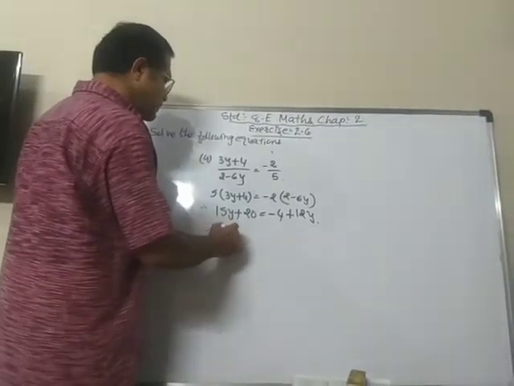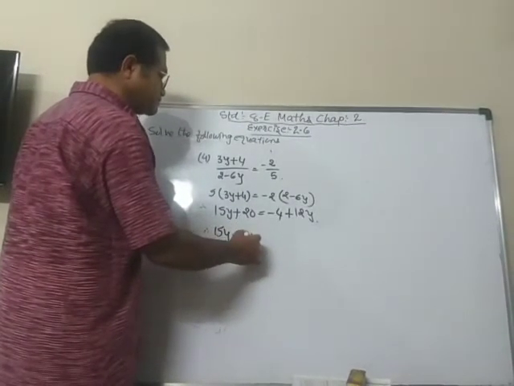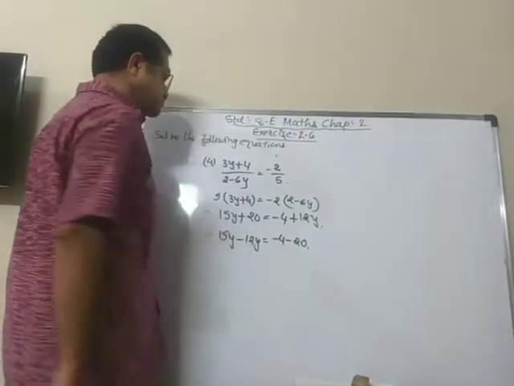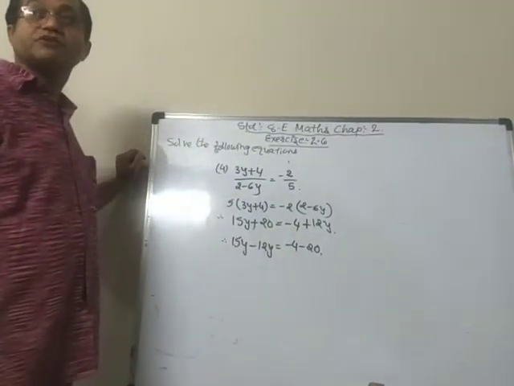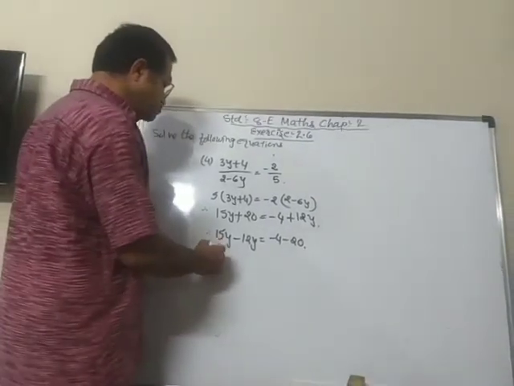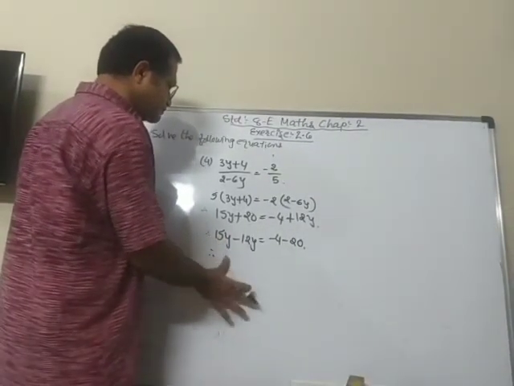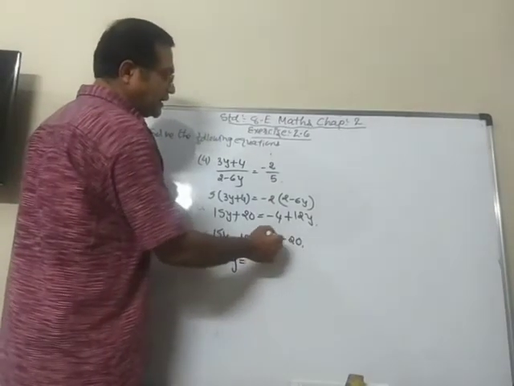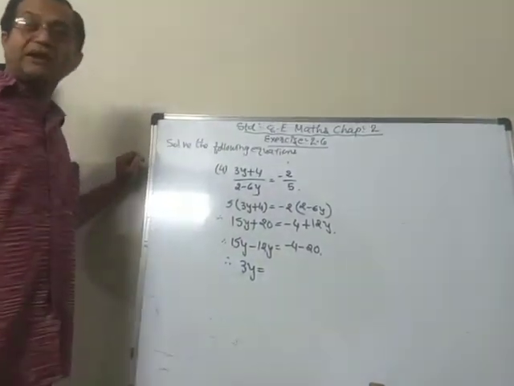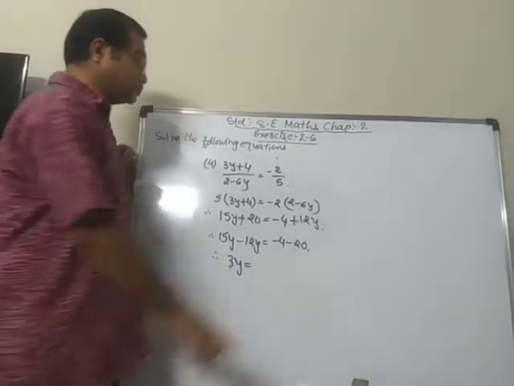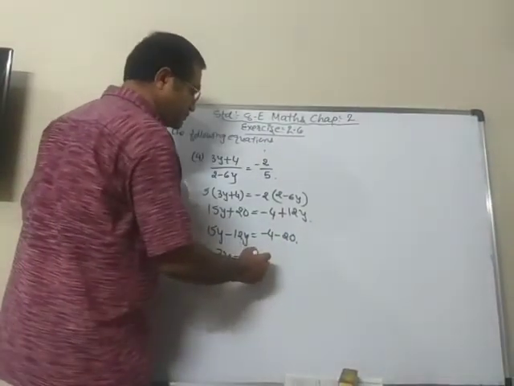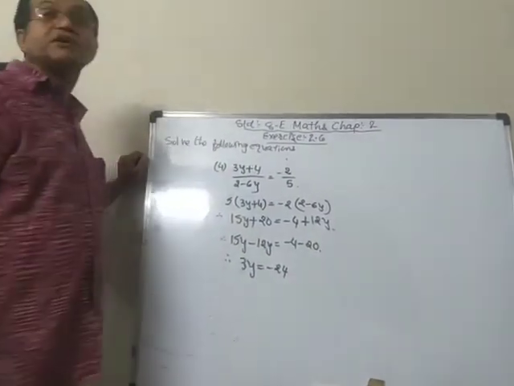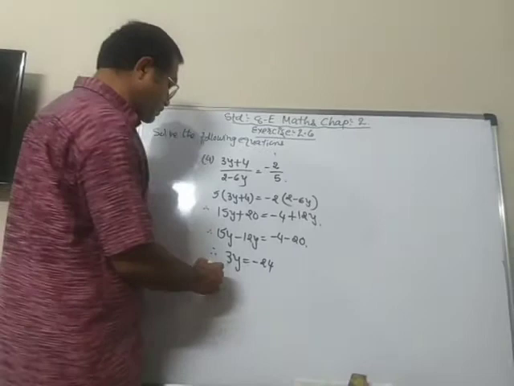So 15y minus 12y is equal to minus 4 minus 20. So now 15y minus 12y is 3y. So 3y is equal to, now both are negative, so we have to add them and put the greater number's sign. So 20 plus 4 will be 24. Greater number is minus. So 3y is equal to minus 24.